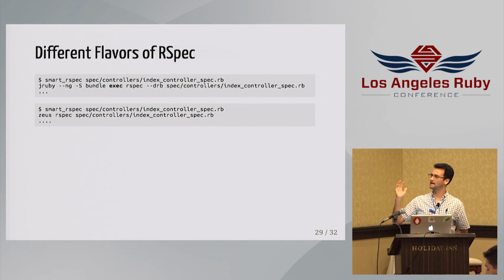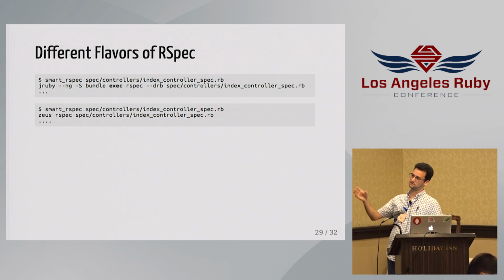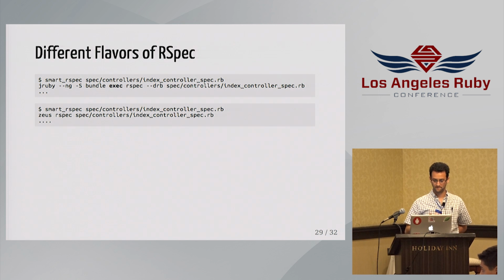At the top is using Nailgun, it's using spork with the --drb, is using bundle exec. In another project, it's using the bottom, it's using Zeus.